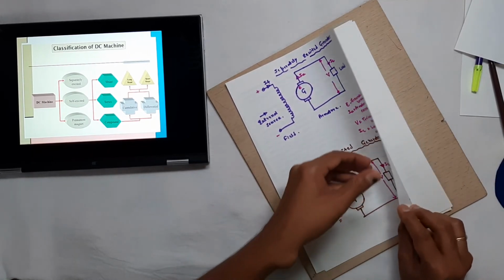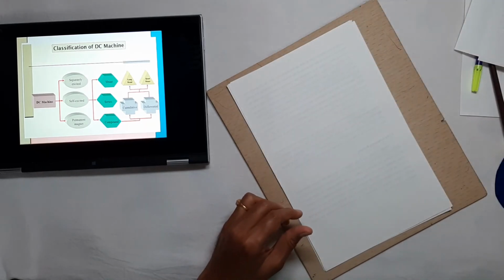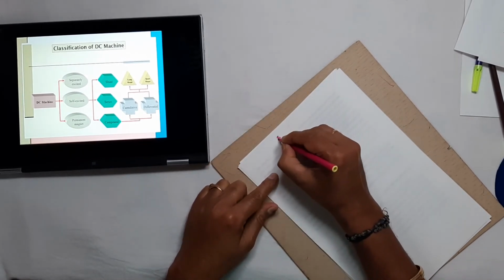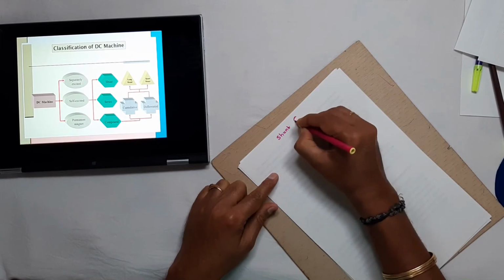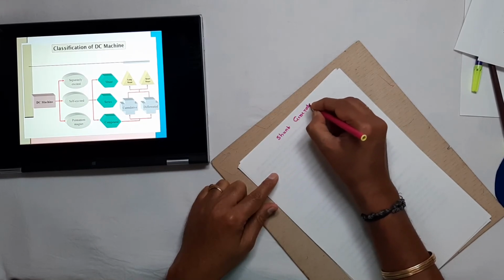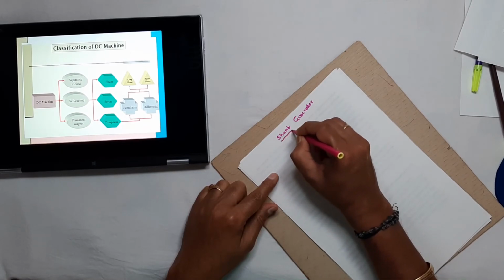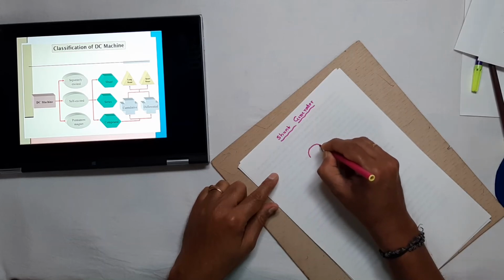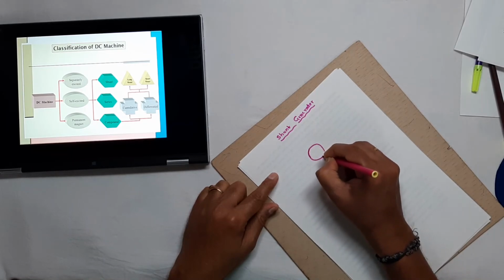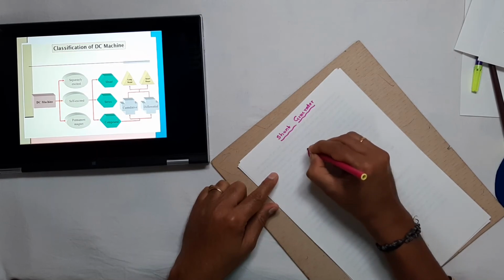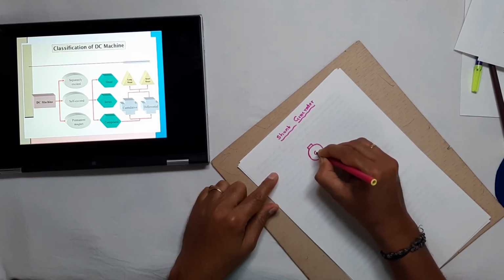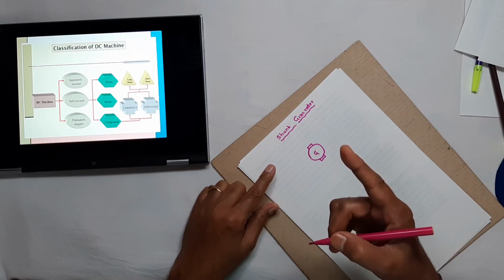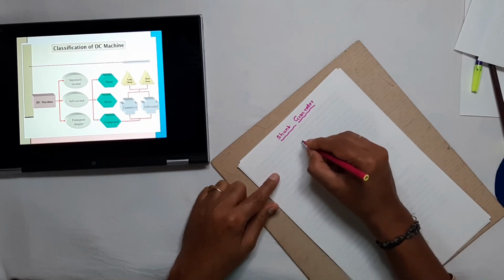Then we will move on to the shunt generator. In the shunt generator, once again the main part is the armature. It is drawn as a circle with brushes. And here it is a shunt generator, meaning the field is connected across the armature, or parallel to the armature.